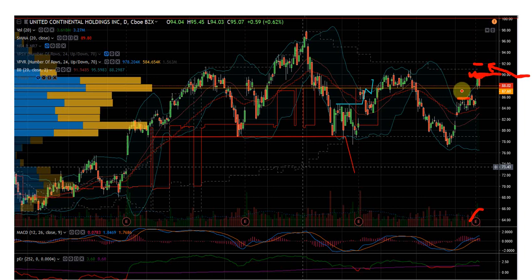All right, so that's a quick lesson backwards on a diagonal and how it can be used in real life. Oh yeah, UAL was the ticker on this one.